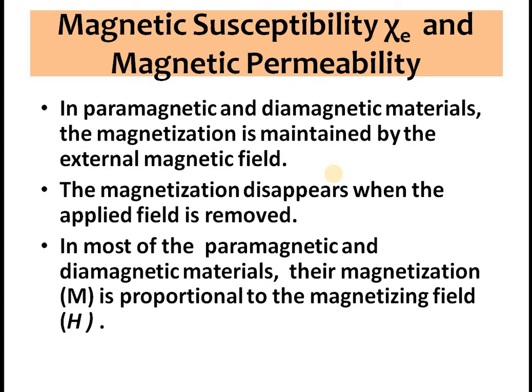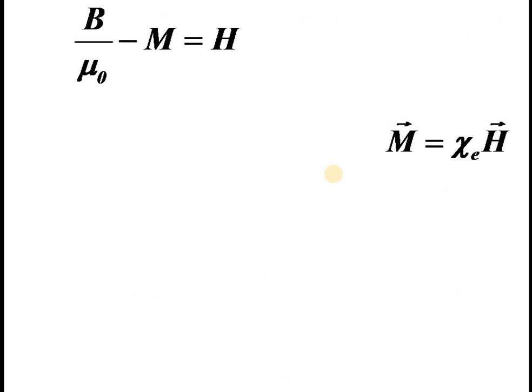So M is proportional to H, or M is equal to some constant times H. That constant is called magnetic susceptibility. Usually we call it chi M, and you already know that M is equal to chi M into H. I wrongly put it as E. You take it as chi M.